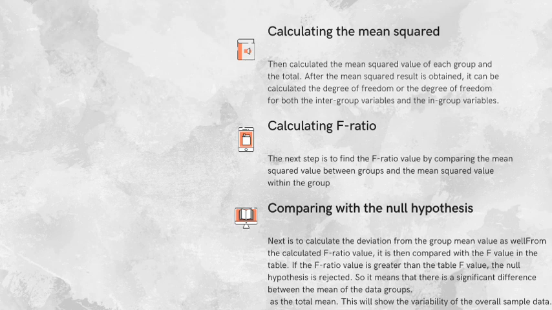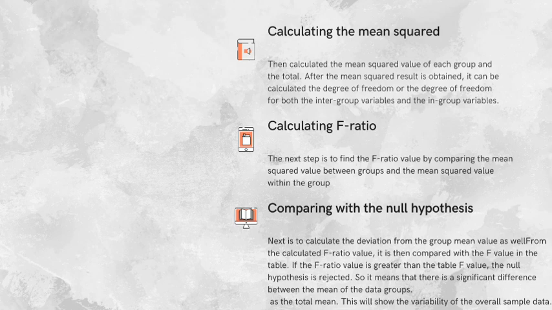Calculating F-ratio. The next step is to find the F-ratio value by comparing the mean squared value between groups and the mean squared value within the group. Next, comparing the null hypothesis. Next is to compare the calculated F-ratio value with the F value in the table.